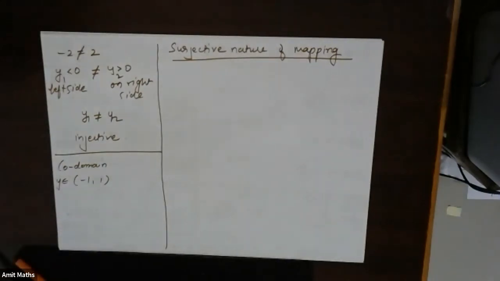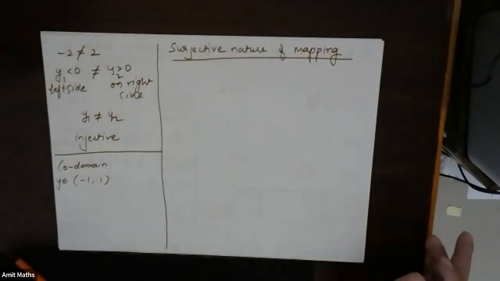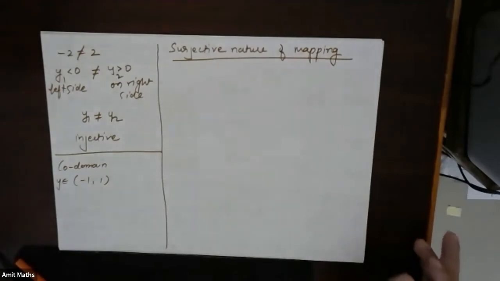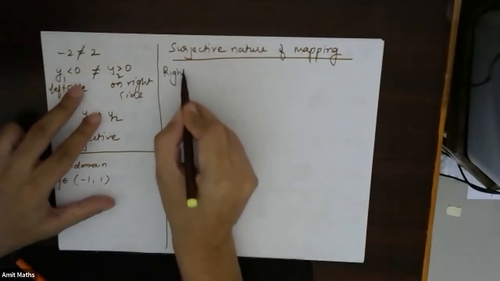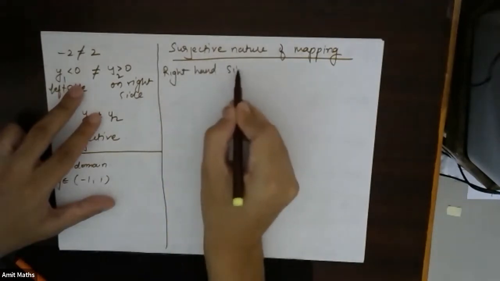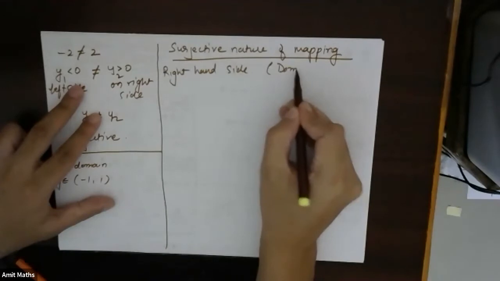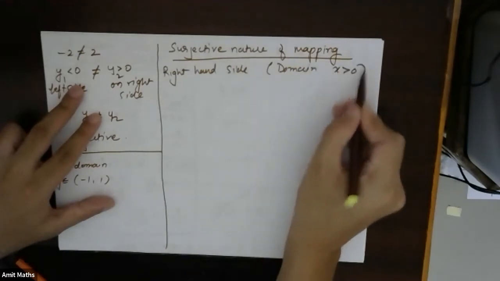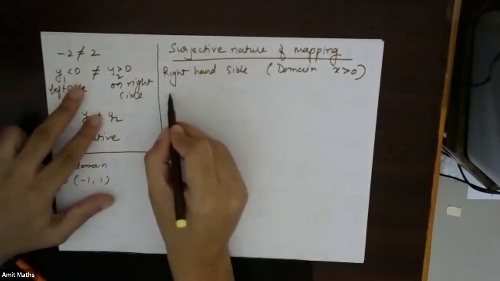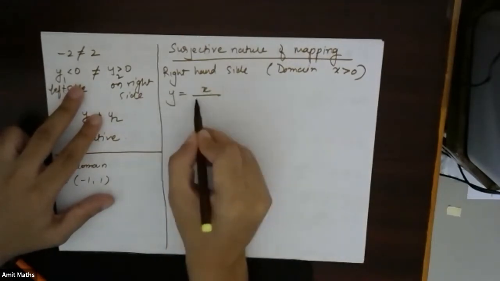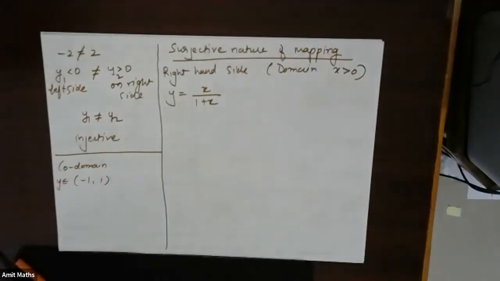Okay, so what I will do, I will take the right hand side and the left hand side, and I will take the union of that. Whatever range I am getting on the right hand side, and whatever range I am getting on the left hand side, I will take the union of that. Okay, so on the right hand side, that is for domain x greater than 0, I was getting the function as y equals x upon 1 plus x.